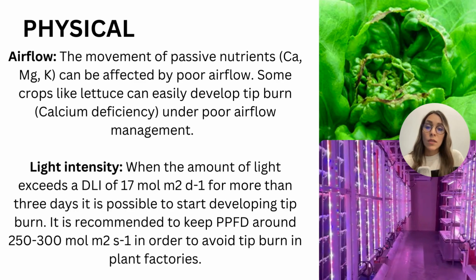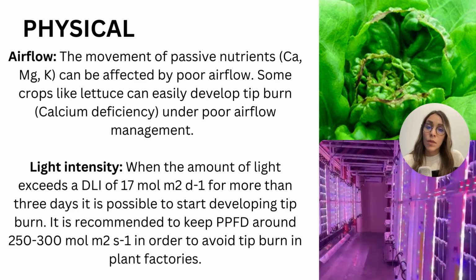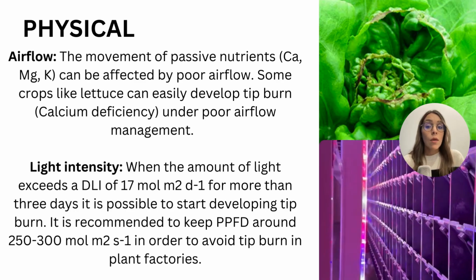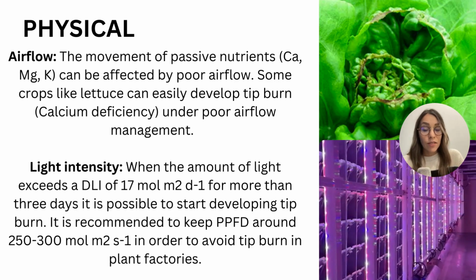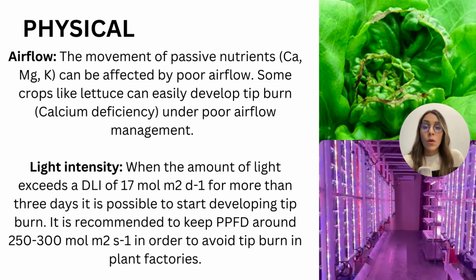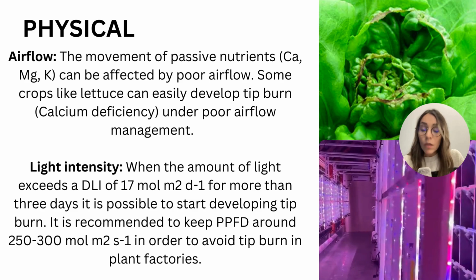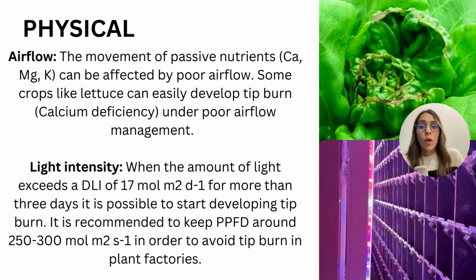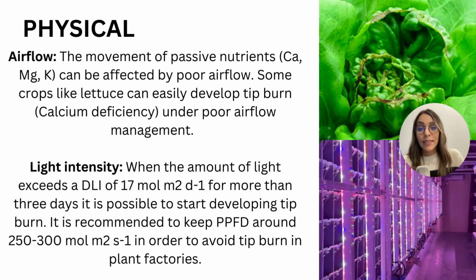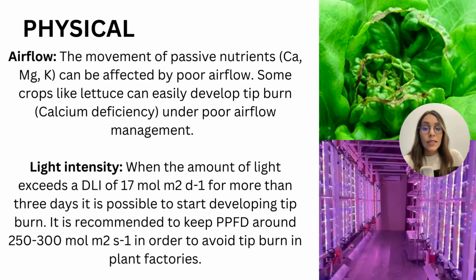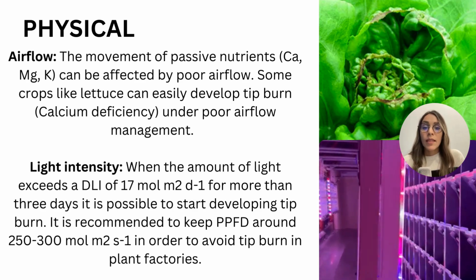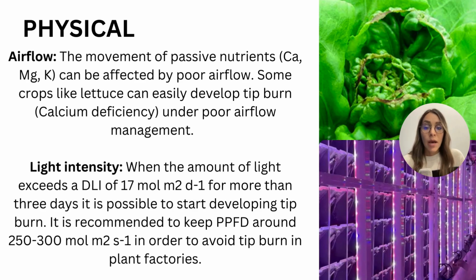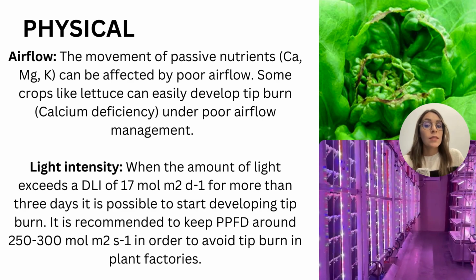So always pay attention to your greenhouse and also your plant factory system to have good ventilation. Good density also is important in order to avoid calcium deficiency. Now let's move to another variable, which is light intensity. Light intensity is a variable that can affect the movement of passive nutrients in specific systems.